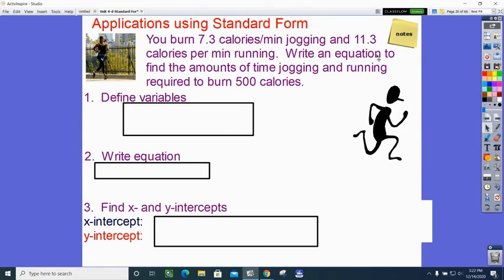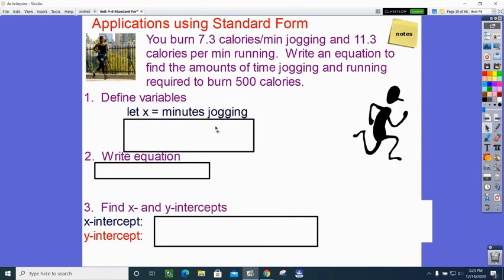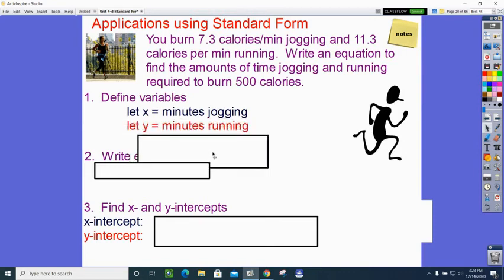We are going to write an equation to find the amount of time jogging and time running to burn 500 calories. The first thing we need to do is read that question and see what our 2 unknowns are. What are they? Well, basically, it's time jogging. So I'm going to let x be the minutes jogging, and I'm going to let y be the minutes running.